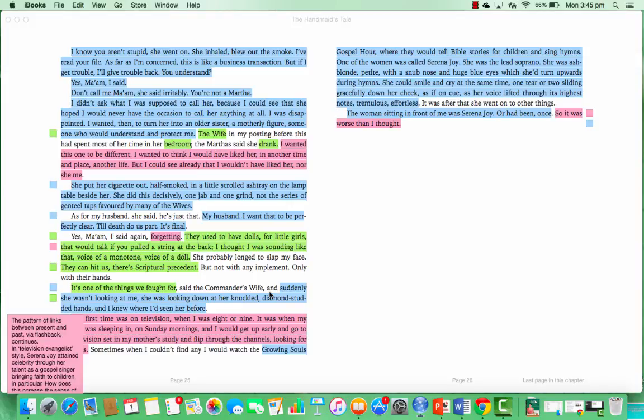The pattern of links between past and present continues via flashback. In television evangelist style, Serena Joy attained celebrity through her talent as a gospel singer, bringing faith to children in particular. How does this increase the sense of loss and hardening in the current day? Serena: what on earth could have happened to trigger such a change in circumstance, identity, and personality? She used to bring tears to her audience and cry herself, being caught up and swept up in her faith and trying to convey her faith to the children who viewed her show.